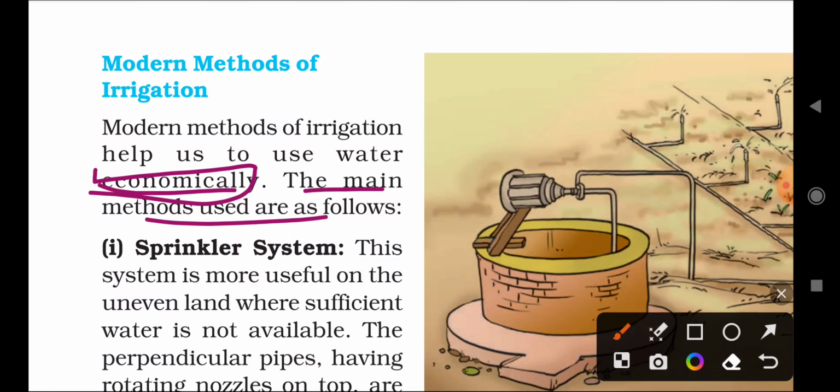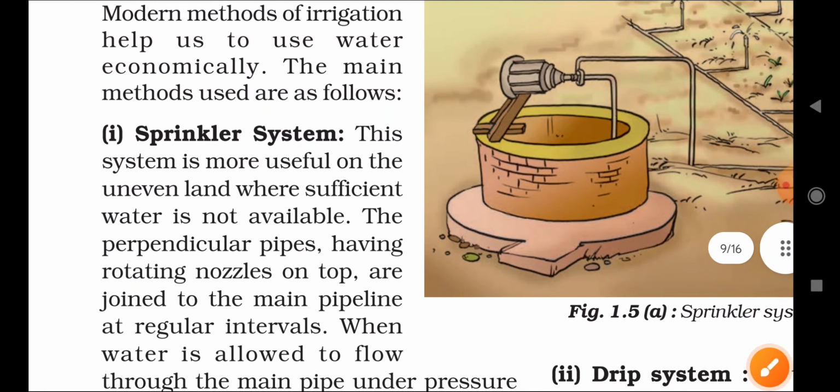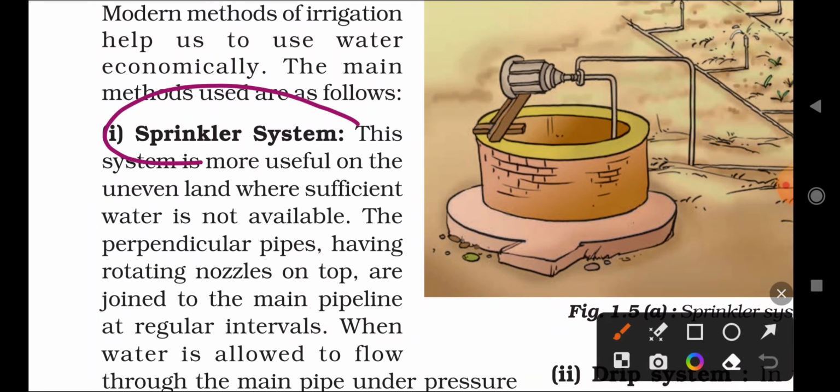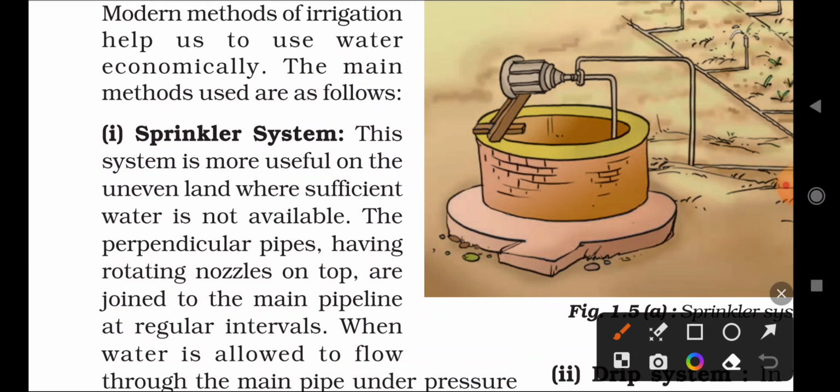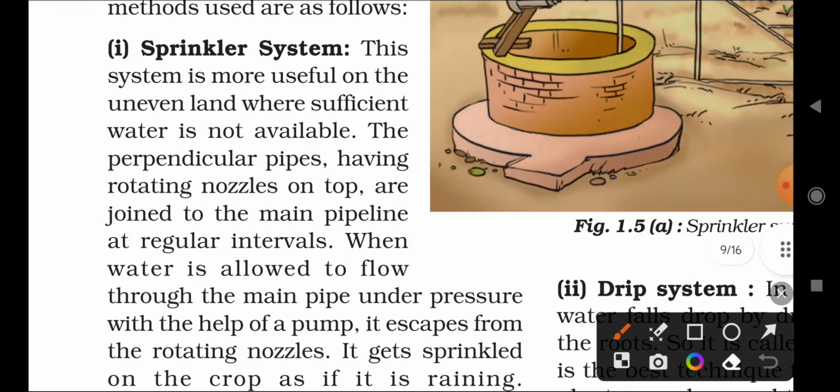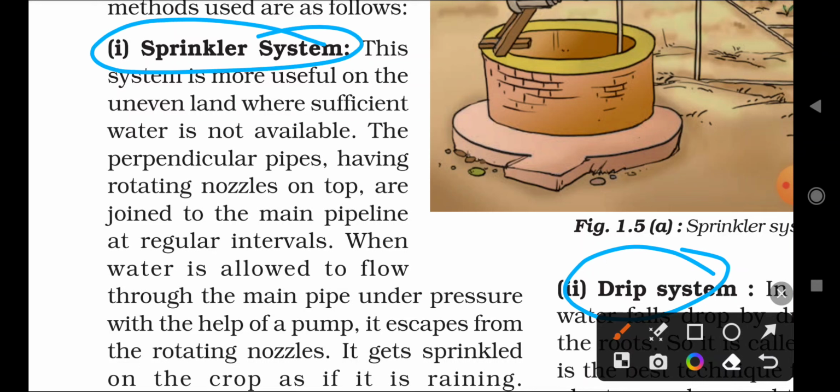There are two types of methods: one is the sprinkler system, another one is the drip system. What are the two types of modern irrigation methods? One is the sprinkler method, another is drip irrigation. For one-mark definitions or sometimes in an MCQ, they will ask you to write the two types of modern irrigation methods. You can write the sprinkler system and the drip system. Okay, we will study them one by one.